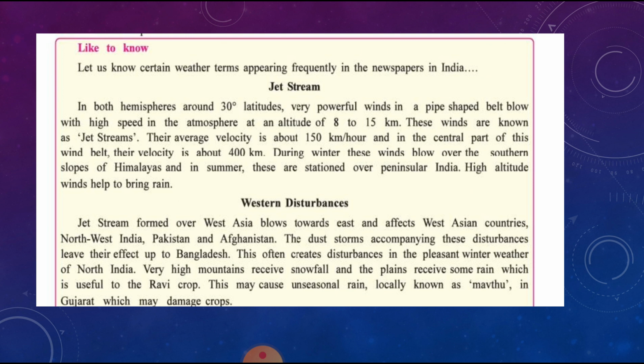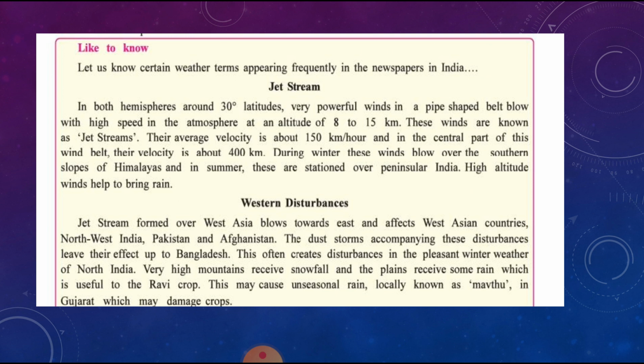See, during winter what happens? The jet streams blow over the southern slope of the Himalayas, whereas in summer they are stationed over peninsular India. This thin strip of strong wind has a huge influence on climate, because at these high altitudes the wind helps to bring rain.